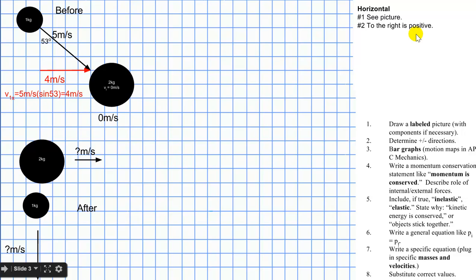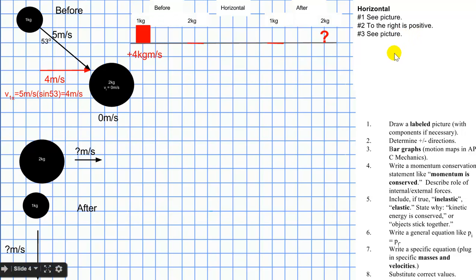Step number 2 is determine what direction is positive. We'll say to the right is positive. Then step number 3 is to look at the bar graphs. In our bar graph, again, we're just looking at the horizontal. The 1 kilogram mass is going 4 meters per second. So the momentum in the horizontal for the 1 kilogram mass is its mass, 1 kilogram, times 4 meters per second. That gives us a momentum for the 1 kilogram mass of 4 kilogram meters per second. 1 times 4 is 4.